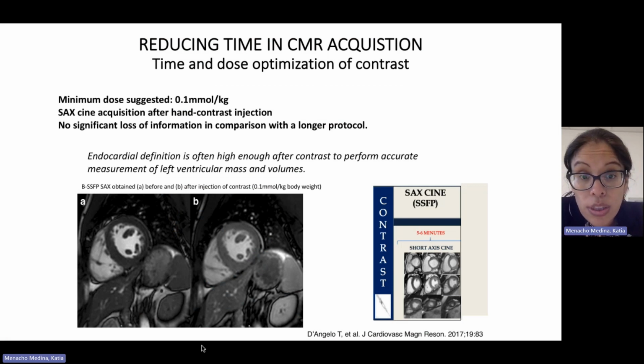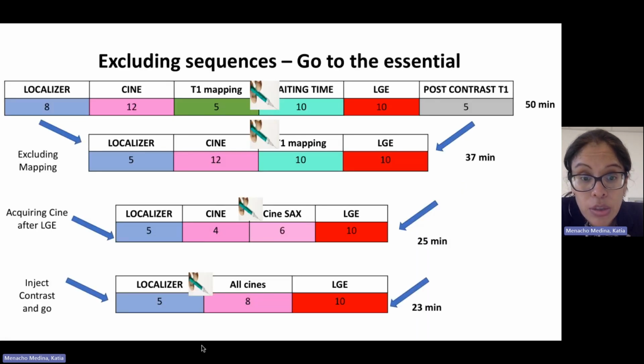The endocardial definition was high enough after contrast administration that we can do a correct assessment of the volume, left ventricular volumes and mass. So this has been proven before, and we can do short axis acquisitions after the administration of contrast, of the late gadolinium.